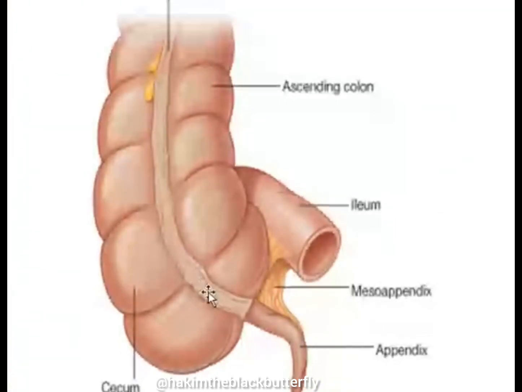Here we are seeing one of the tinea coli converging at the root of the appendix. The others are posterior, posteromedial and posterolateral. They also converge there, and then they become continuous again throughout the whole of the appendix.